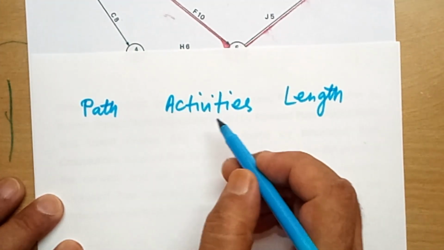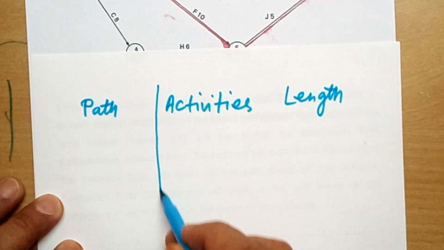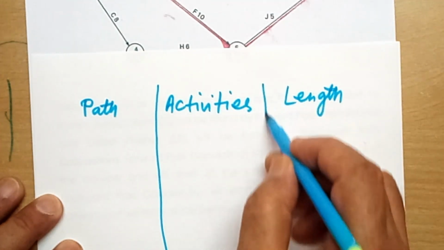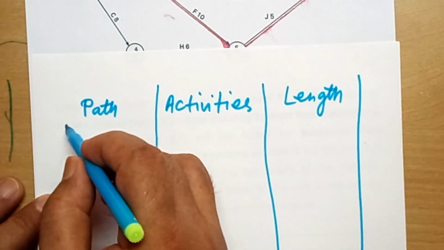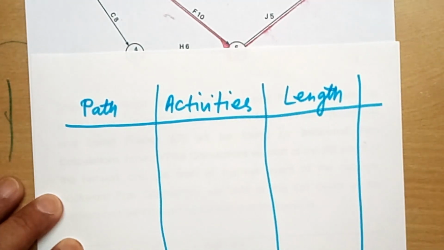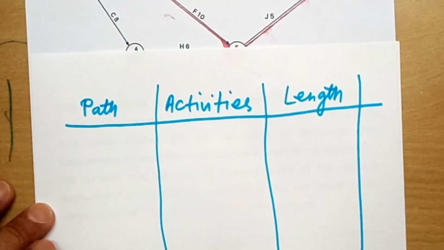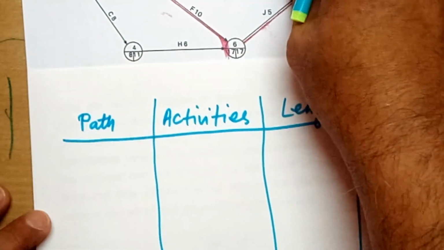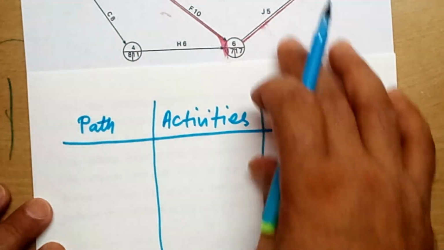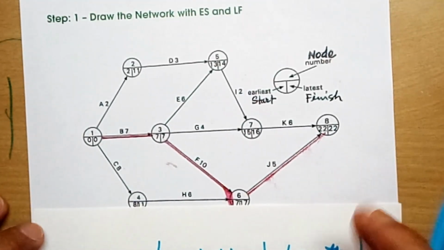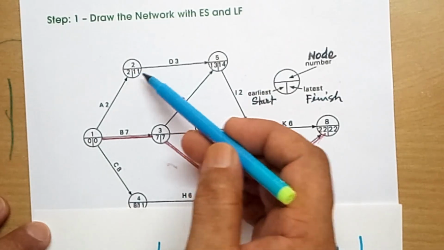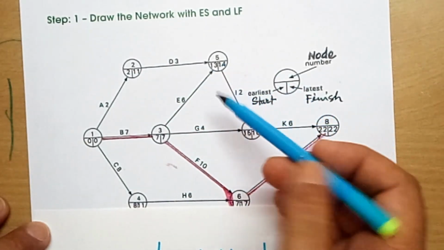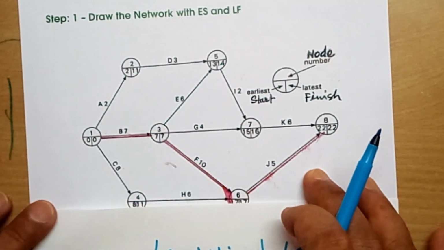Paths. So you have paths. First, the path will be 1, 2, 5. I am here speaking out the node numbers.